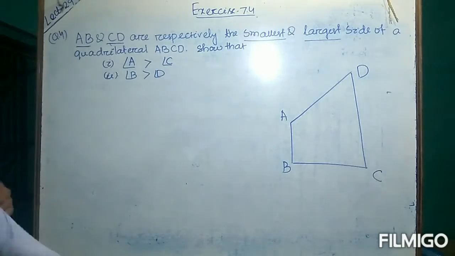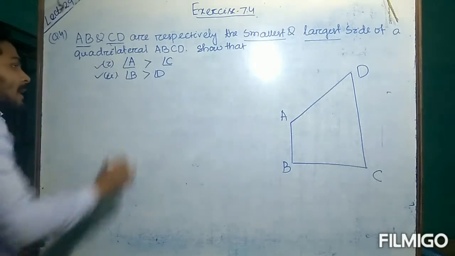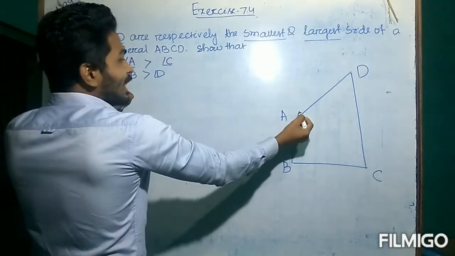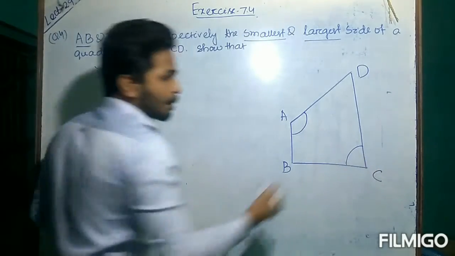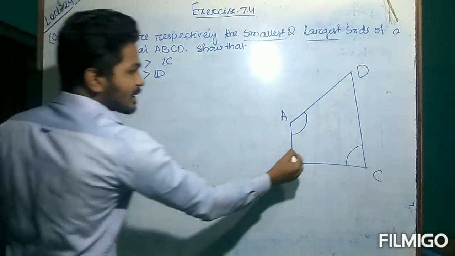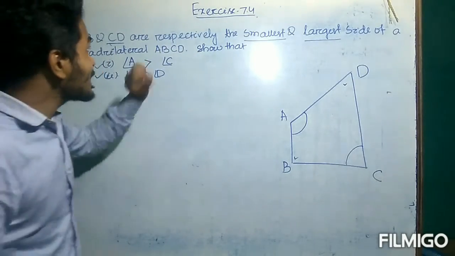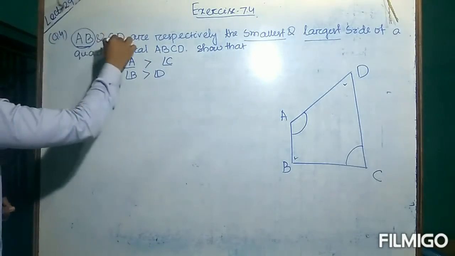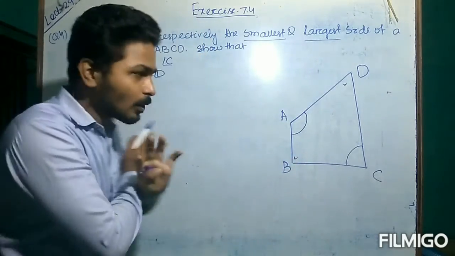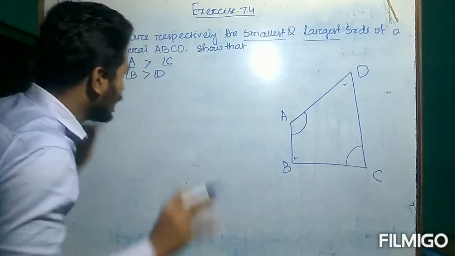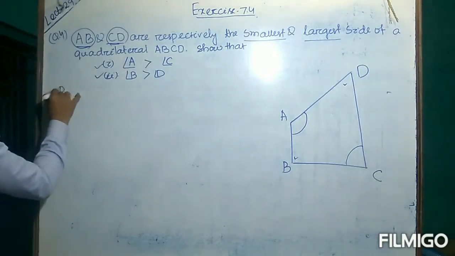Now, according to this statement, we have to show 2 things. The first statement: you have to prove that angle A is greater than angle C. And the second: angle B is greater than angle D. We have to prove these 2 statements. We have only one given statement, that AB is the smallest side and CD is the largest side. Nothing else is given here. It is a very interesting question. Let's see how it is proved.